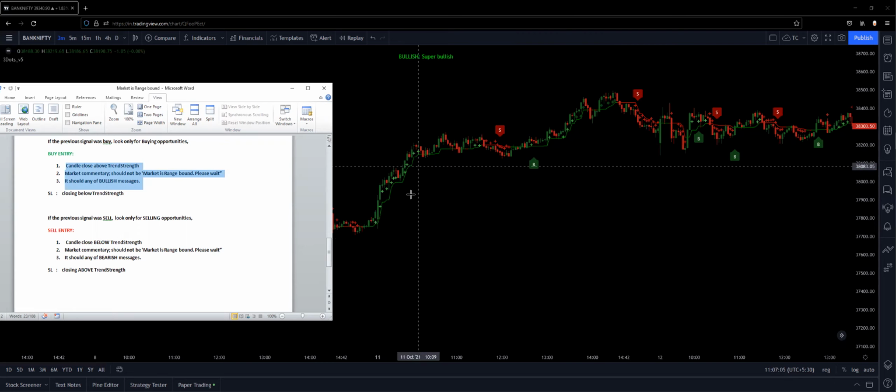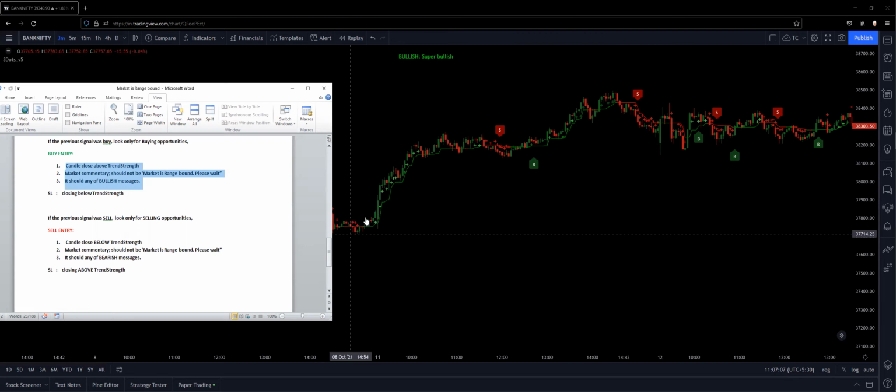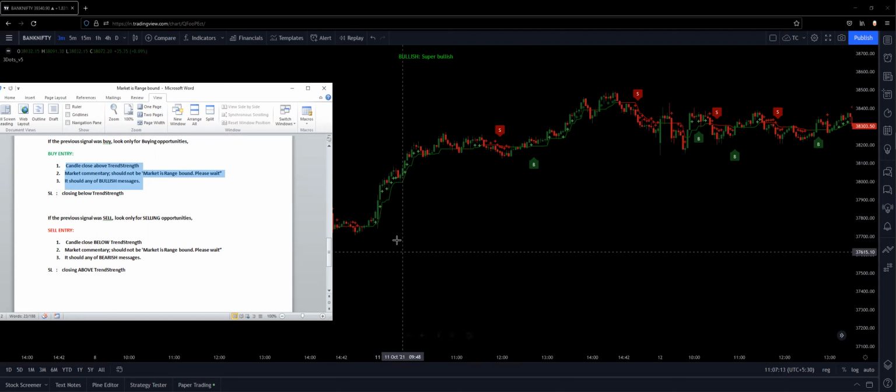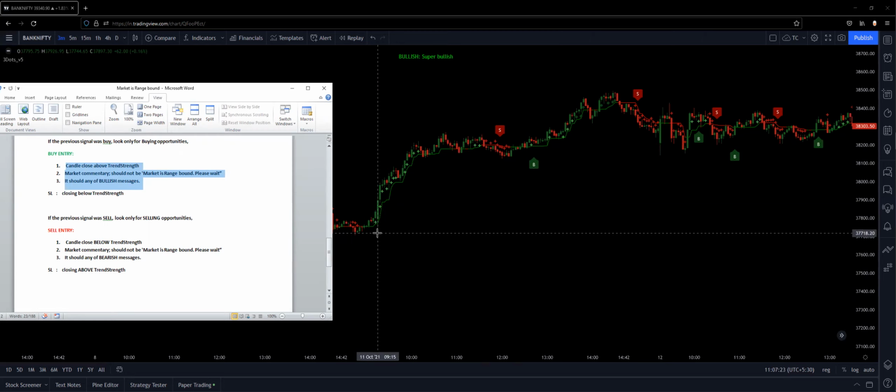If the previous day's message or the signal was sell, right? So you just need to look for the sell entries rather than going for the opposite trend, that is the buying side, right? The sell entry candle should be closing below trend strength, first condition. Second condition, market commentary should not say the market is range bound. Please wait. It should not be in this condition.